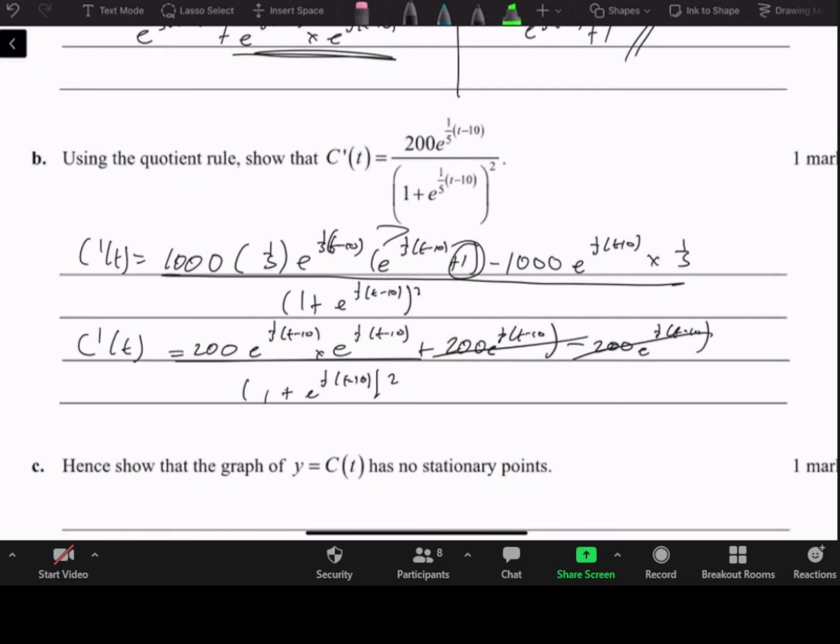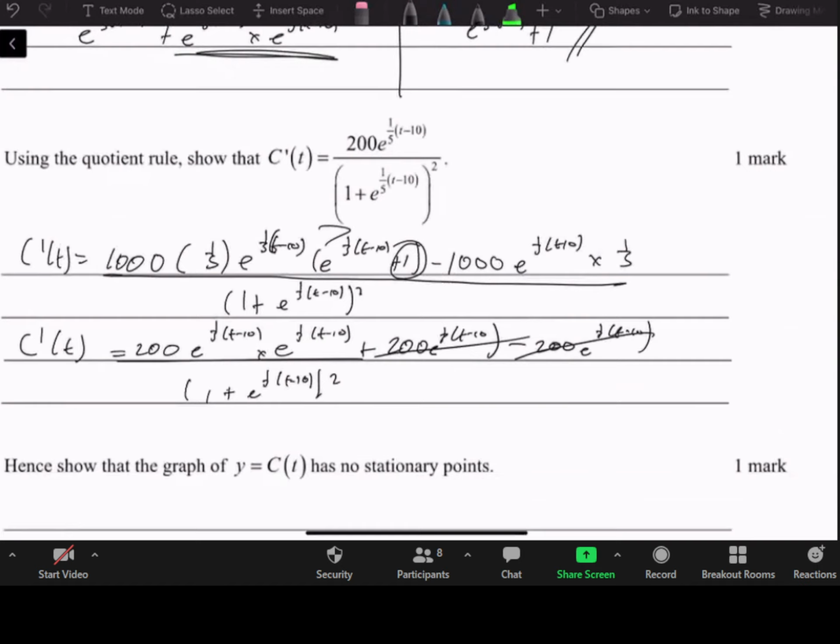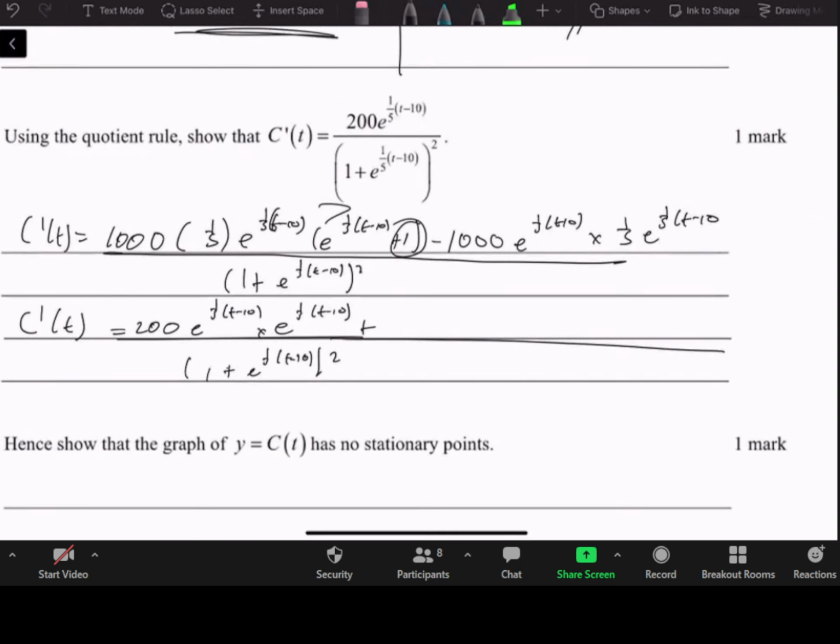The only problem is the numerator, and it looks like I've forgotten something. I have forgotten that this, where is it? Yeah, I forgot to multiply by the actual rest of the function. So 1 on 5 t minus 10. So this is not the part that would cancel out.